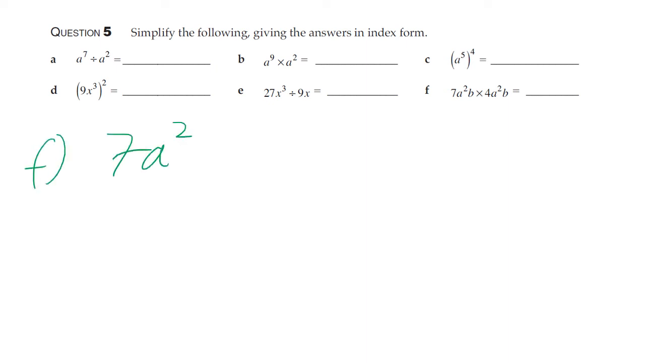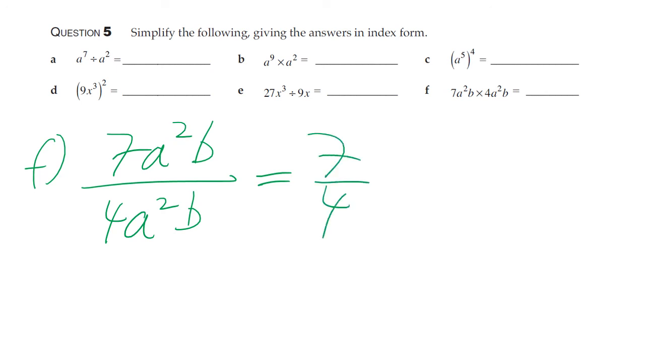7a to the power of 2 times b divided by 4a to the power of 2 times b. Alright. So what would you do? 7 divided by 4 is just 7 over 4. a to the power of 2 divided by a to the power of 2 is the same as a to the power of 2 take 2, right? Same as b divided by b is b to the power of 1 take 1, which means I'm going to end up with 7 over 4.